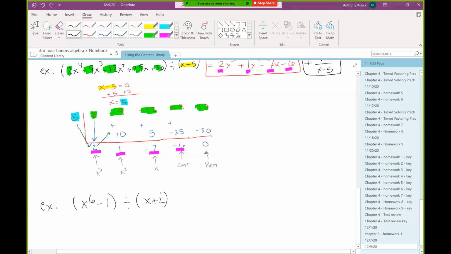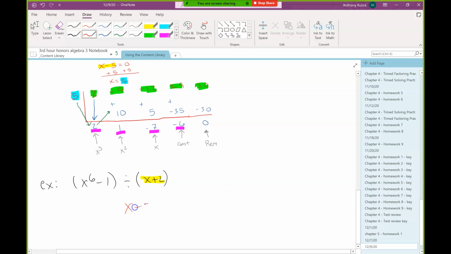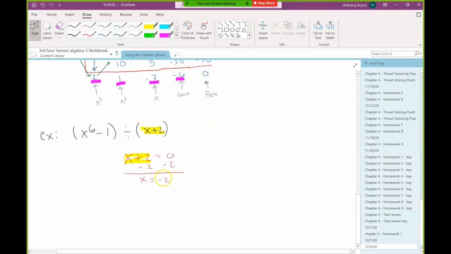So let's say we have x to the 6th minus 1 divided by x plus 2. First thing you should do is check to make sure you can use synthetic division on this problem. If I look at my divisor, it definitely meets the criteria. Its degree is 1 and its leading coefficient is 1. So I'll set that equal to 0 and solve for x, and I'm going to use that result as the number on the outside of my synthetic division problem.